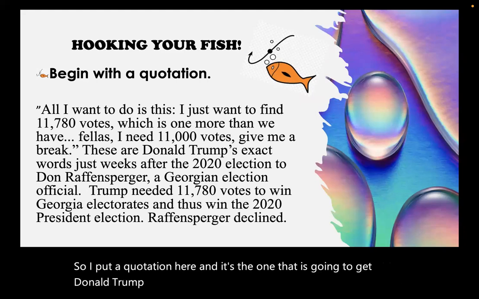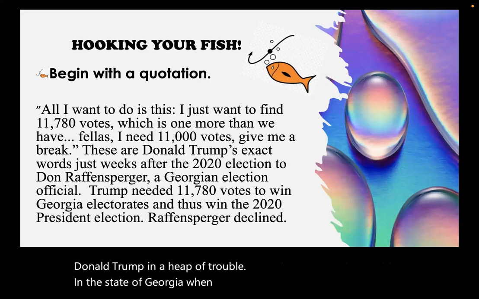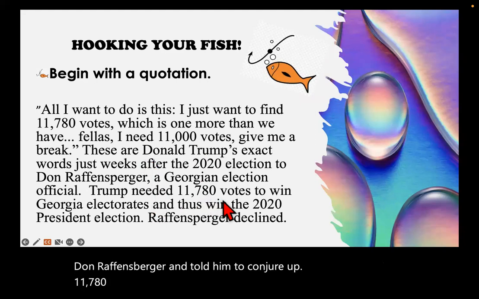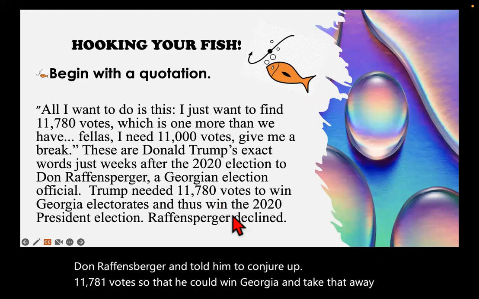and it's the one that is going to get Donald Trump in a heap of trouble in the state of Georgia when he called an election official named Raffensperger and told him to conjure up 11,781 votes so that he could win Georgia and take that away from Biden.